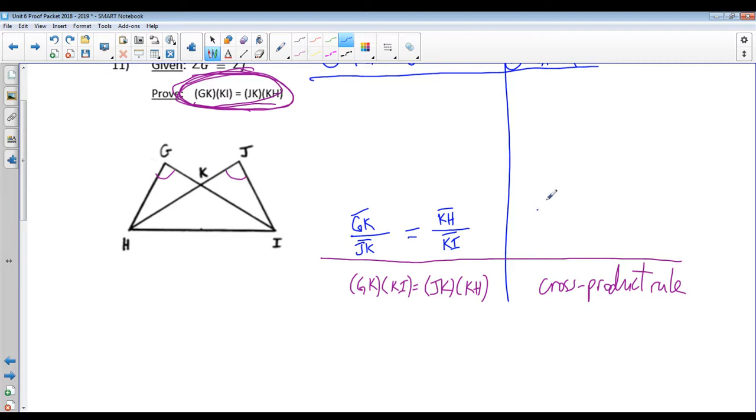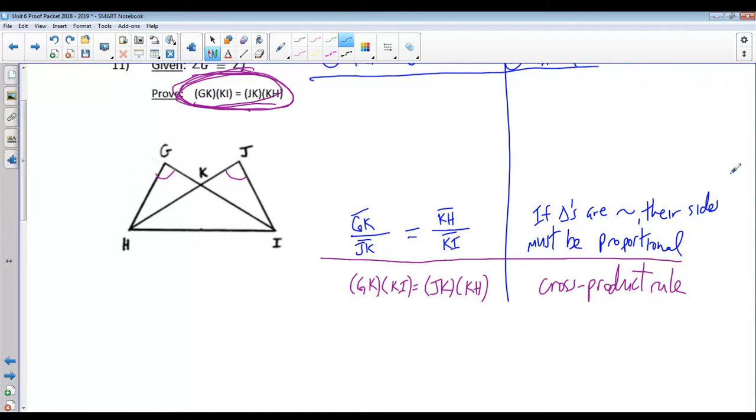And I'm going to say it a little differently this time. This wording might make it a little easier for you. I'm going to say the reason I know this is true, I know that if triangles are similar, then their sides must be proportional.